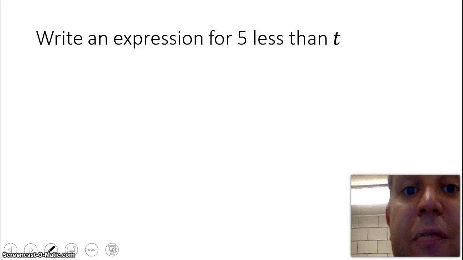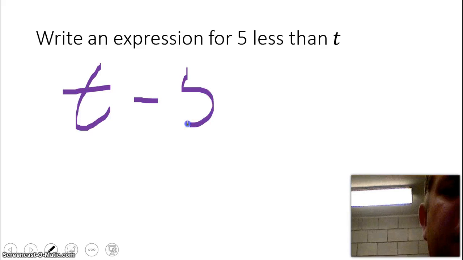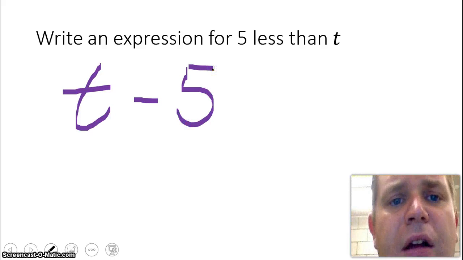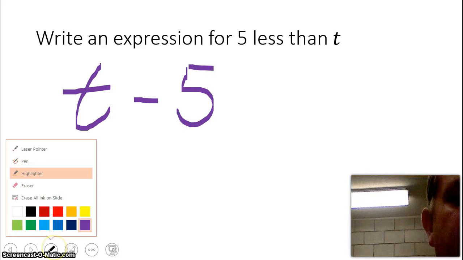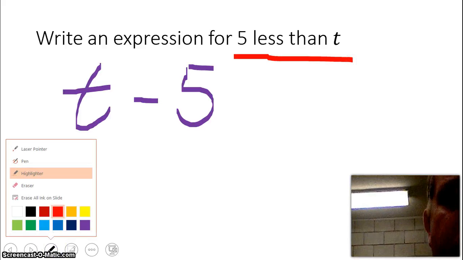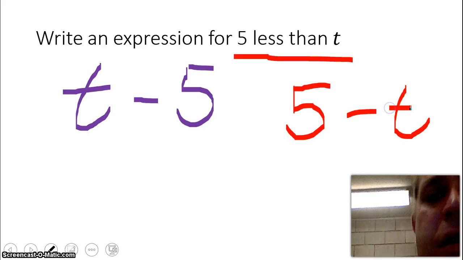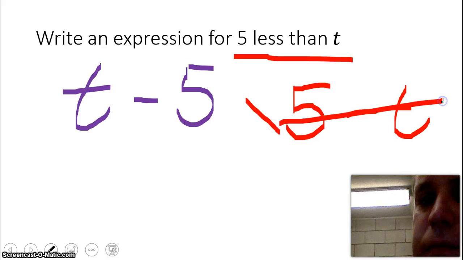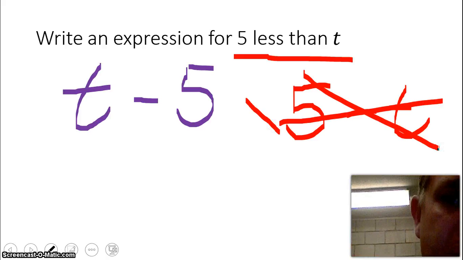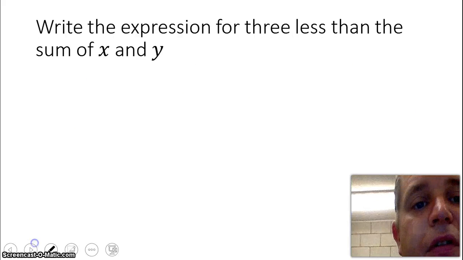Write an expression for 5 less than T. Well, we're going to start with T, and we've got 5 less than that, so we're going to take 5 away. Once again, it's just about reading the sentence. You could write it differently, like t minus 5 written the wrong way around, which would be wrong. You need to read through and make sure you understand the words being used. 5 less than t means we had t, we take away 5.